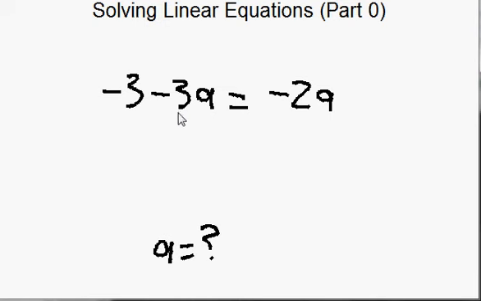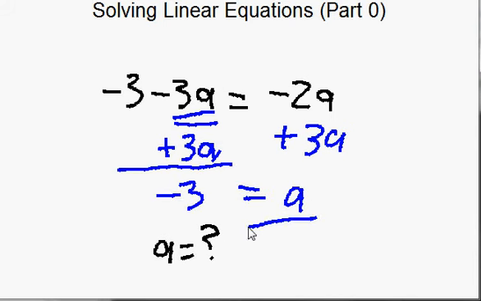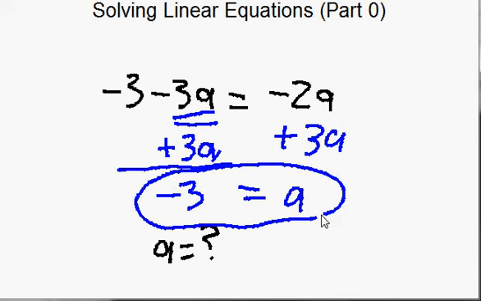So that means I need to get rid of this negative 3a. So what do I do to get rid of a negative 3a? You add 3a. And because of combining like terms, I'm allowed to add the negative 3a and positive 3a together. Whatever I do on the left, I got to do on the right. So on the left, I get negative 3 and no a's. And on the right, I get, again, a. This came out very similar to the last one. But anyway, a is negative 3.